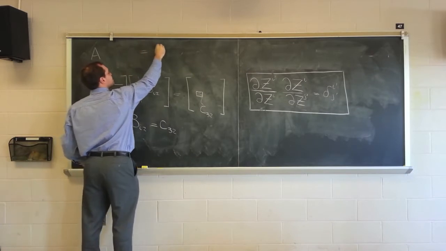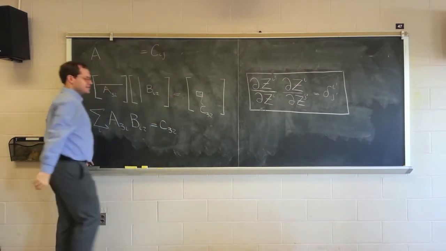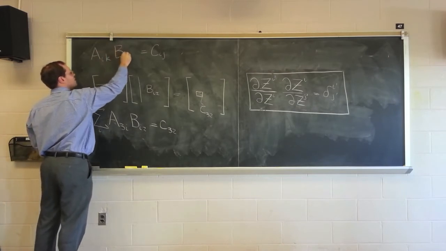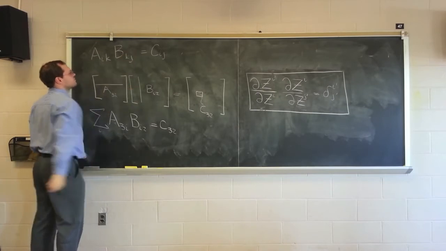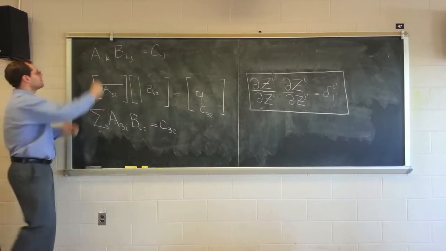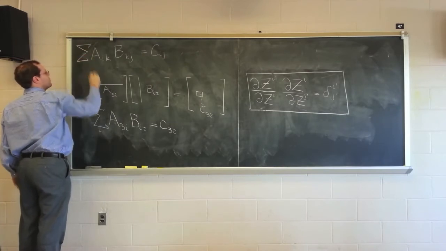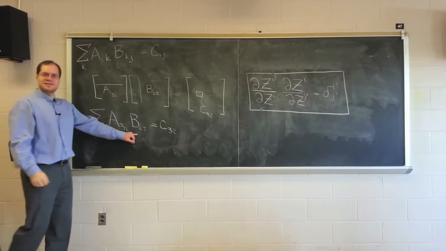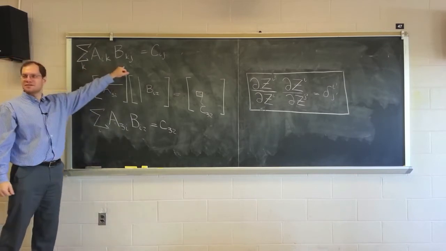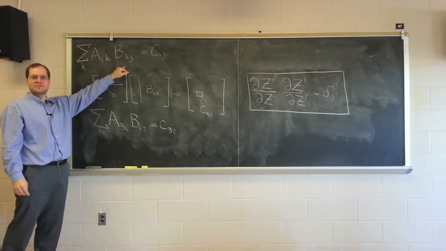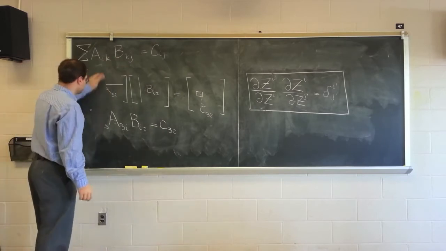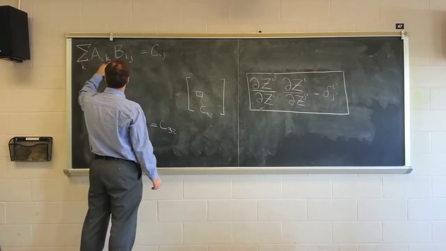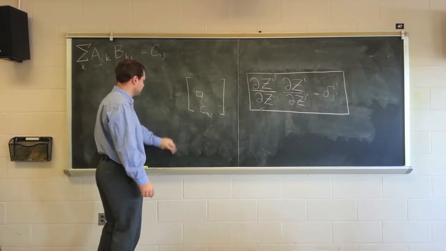Well, I actually want C_ij in the end. So it'll be A_ik B_kj equals C_ij with a summation sign over k. See, these dummy indices get renamed mercilessly. I can give them whatever name I want. It doesn't change any meaning. Okay. So the important thing to see is that it's the second index of A and the first index of B.